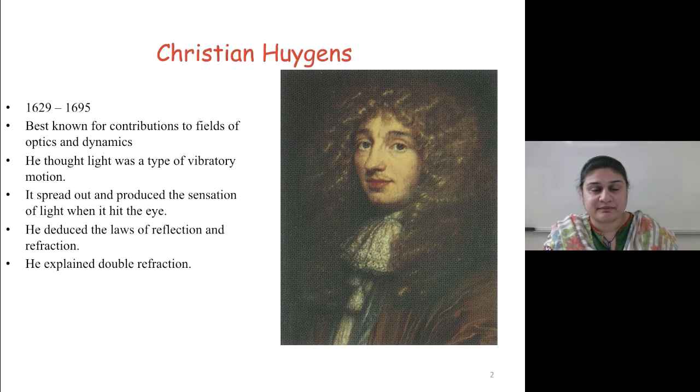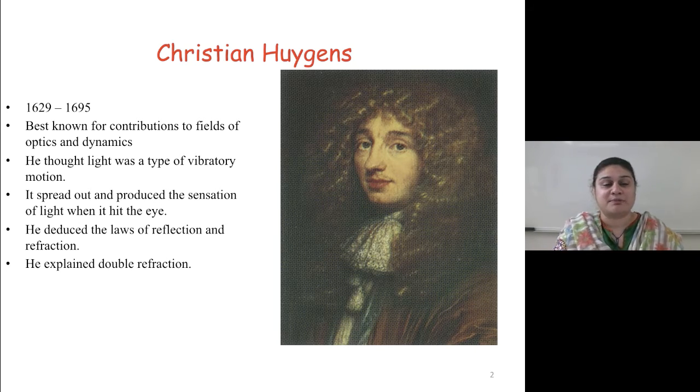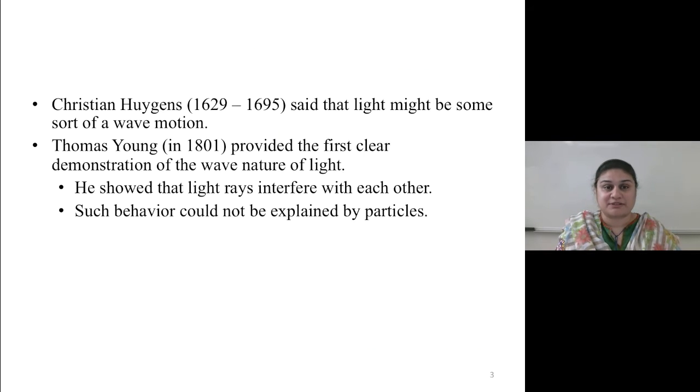Huygens principle. Christian Huygens was born in 1629 and died in 1695. He is best known for his contributions to the field of optics and dynamics. He thought light was a type of vibratory motion, and it spread out and produced a sensation of light when it hit the eye. He deduced the laws of reflection and refraction, and he also explained double refraction.